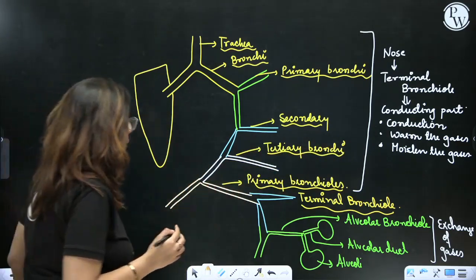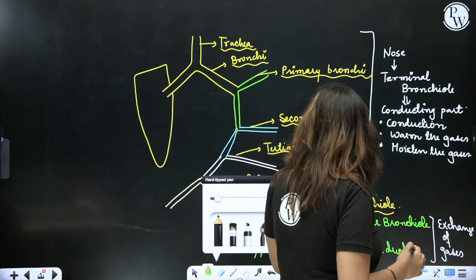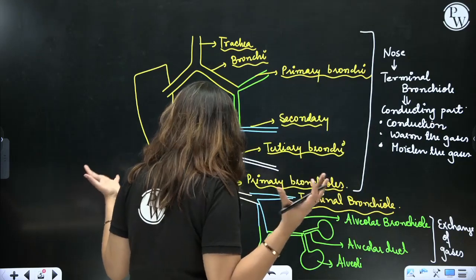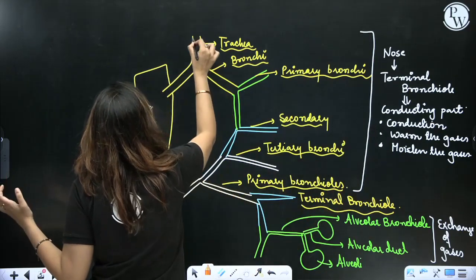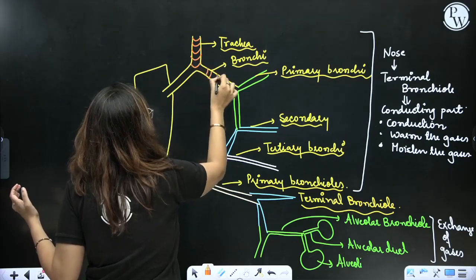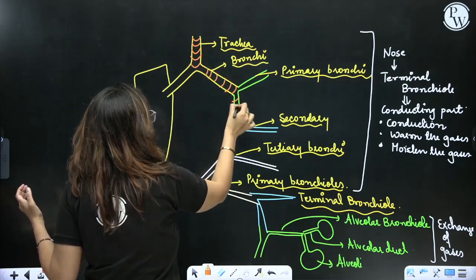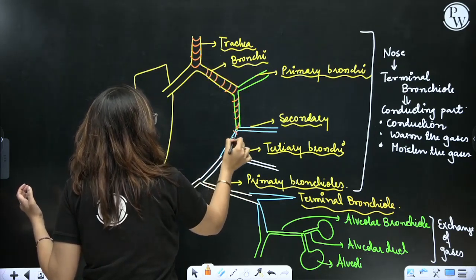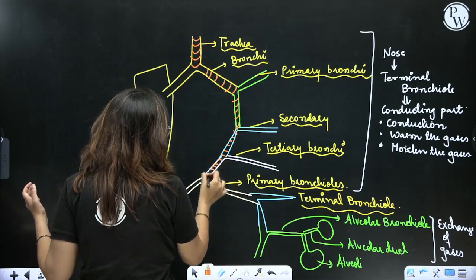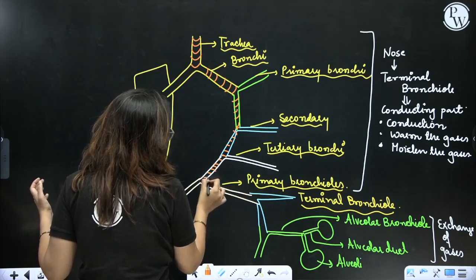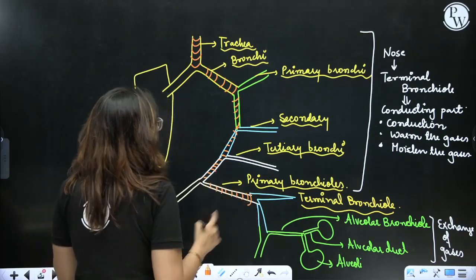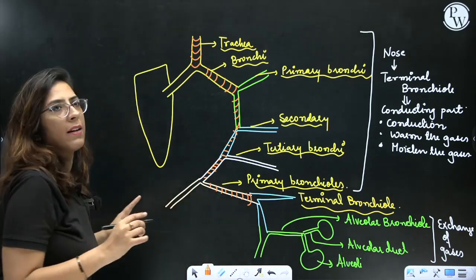Now another question that comes from this topic: when we talk about the C-shaped cartilage, where are these C-shaped cartilage present? Your answer should be trachea. Your answer should be bronchi. Your answer should be secondary bronchi. Your answer should be the tertiary bronchi. Your answer should be the primary bronchi. That's it. In terminal bronchi, the C-shaped cartilage are not present.